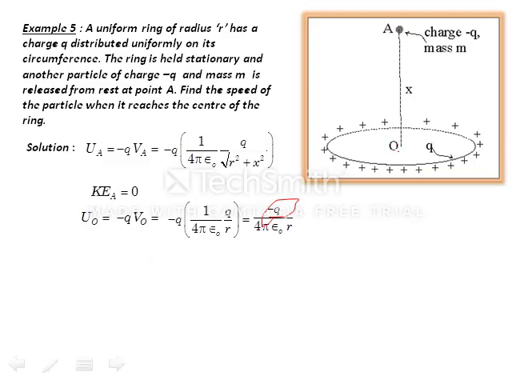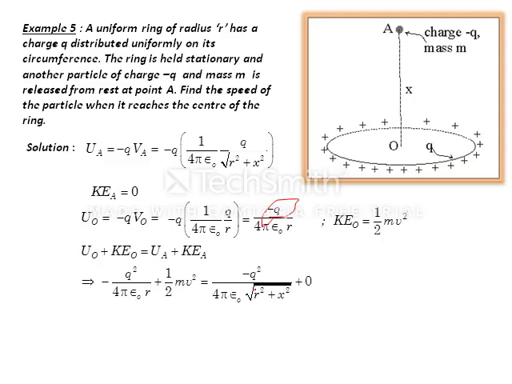kinetic energy at this point O will be half mv square. We are assuming this speed to be v at this point. Now apply conservation of energy: potential energy at O plus kinetic energy at O equals potential energy at A plus kinetic energy at A. Substitute the values this way. Now we can calculate v. It's a simple calculation. That's all.